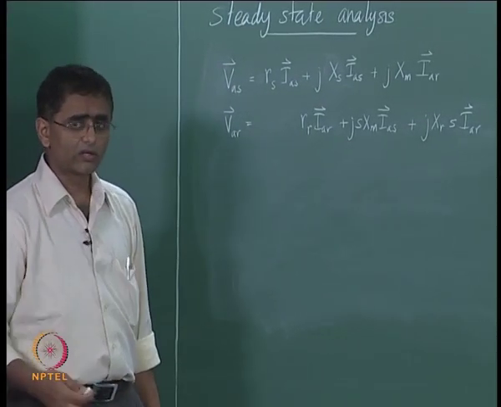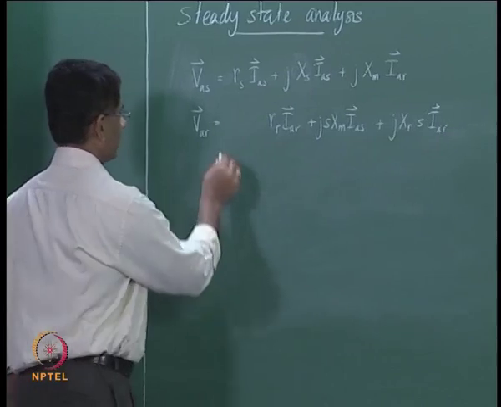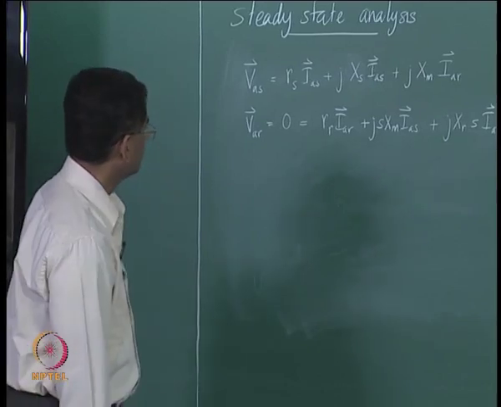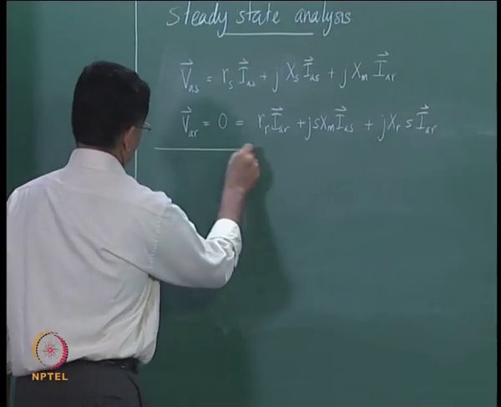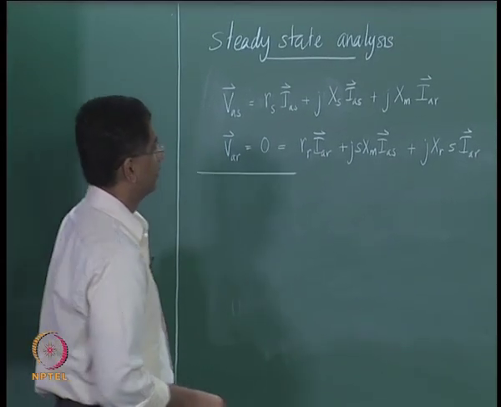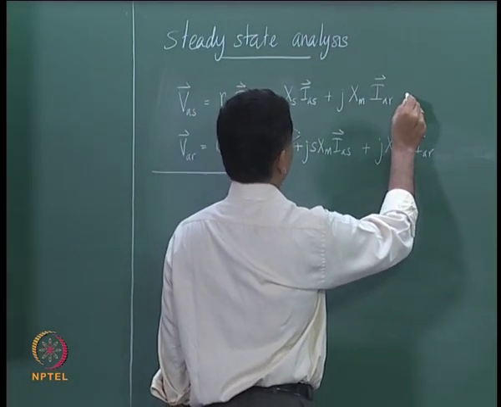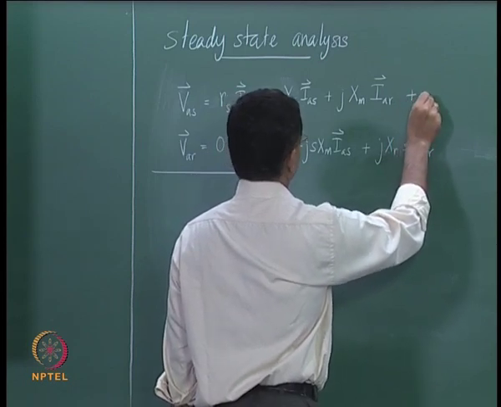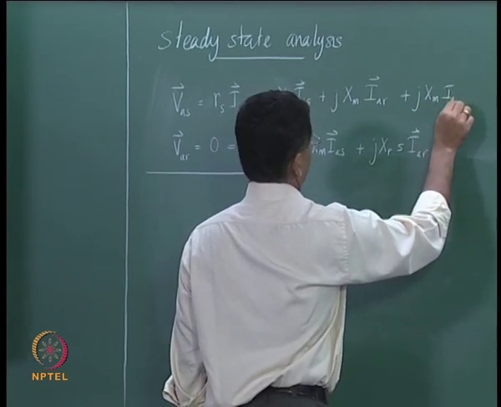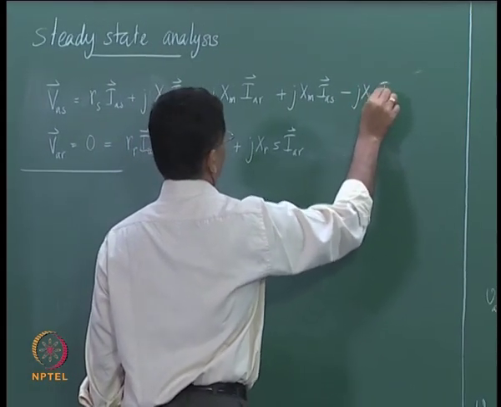Now the rotor in the induction machine is invariably shorted, and therefore VAR is 0, and therefore that is what it is. So now what we can do is manipulate these two equations. What we will do is we will add to this JXM into IAS and subtract JXM into IAS.